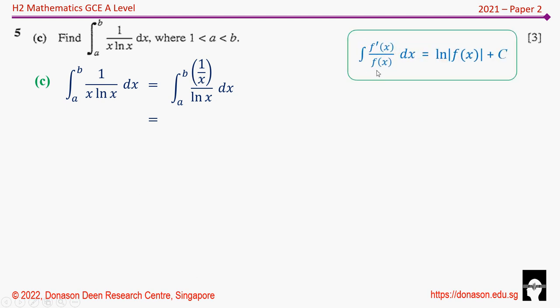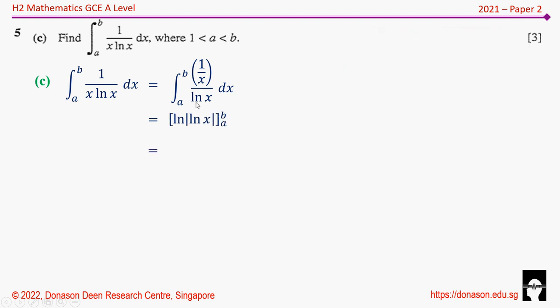So we know that if we integrate f prime x over f x, it's going to become ln of the function x plus c. So I'm going to use this in order to integrate this. So it's ln of whatever is in the denominator, which is ln x. Then the limits are a to b. So I have already integrated. Now all that is left for us to do is to substitute the limits. So ln of ln b, that is when you substitute x with b, and subtract away ln of ln a, when we substitute x with a. So we end up getting this.